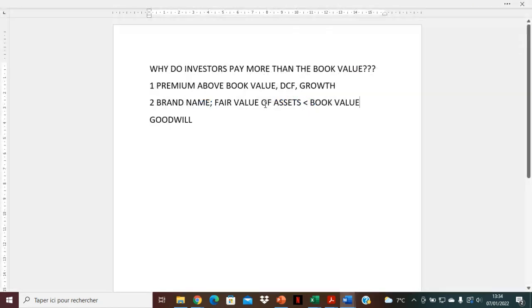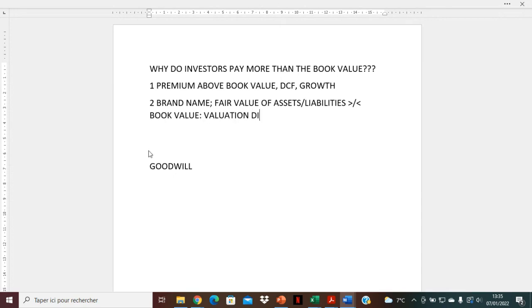Okay, that's also possible and would be another reason why investors pay more for a company than the book value. So the reason number two that you have, so the brand name, fair value of assets are different than the book value. By the way, the fair value of liabilities can also be different than the book value. They can be higher or lower, depends. That's also possible. For those reasons, we call those reasons as a group valuation differences.